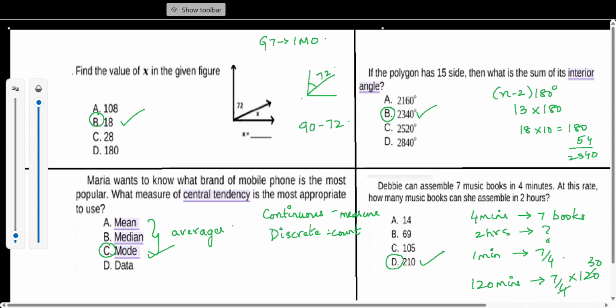There are other quick ways to arrive at the answer depending on how good your mental math is. 4 minutes, she does 7 books. In 1 hour, which is 60 minutes, there are 15 4 minutes, correct? 15 into 4 is 60. So, which means 15 into 7, 105 she can do in 1 hour. Obviously, in 2 hours, it should be the double, 210. So there are several ways you can come up with the answer.